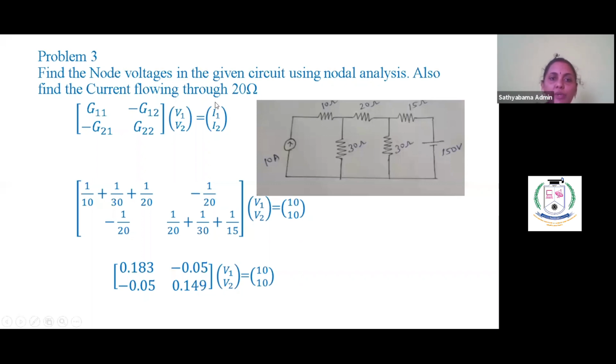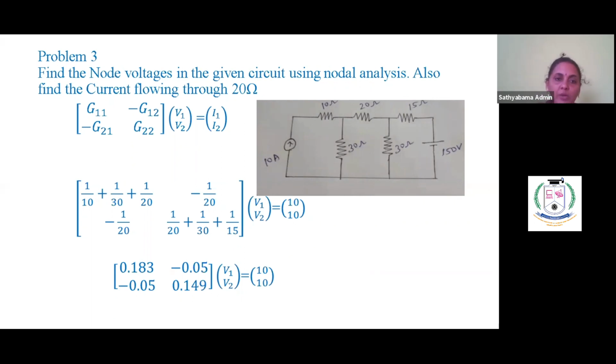Also, find the current flowing through 20 ohms. So this is the 20 ohms hanging out here. You have to find the current through 20 ohms. So first find V1, next V2. Next, to find the current flowing through 20 ohms, V1 minus V2 by 20, you will get the answer. It can be V2 minus V1 by 20 also, you will just get a negative sign. But the answer should be the same.